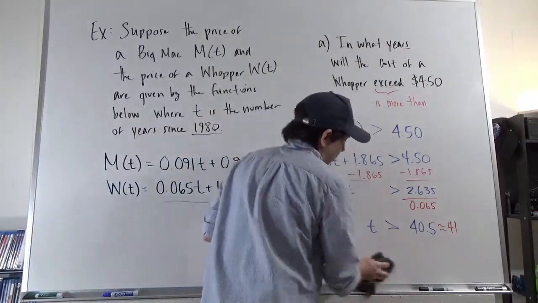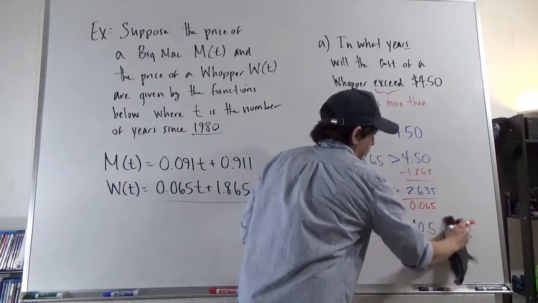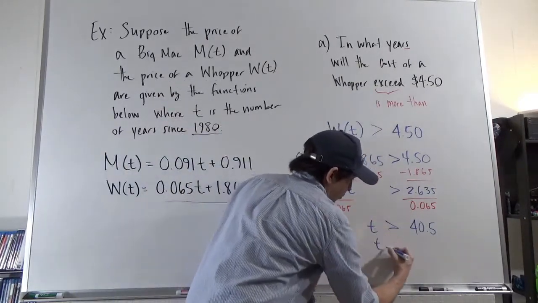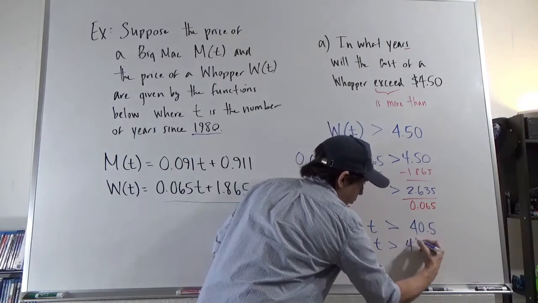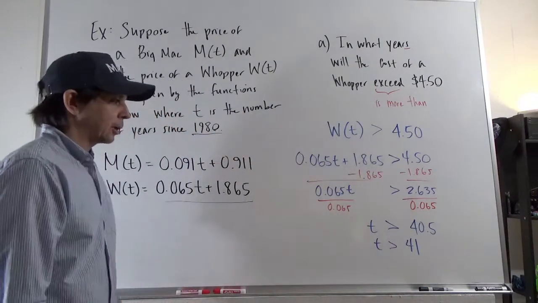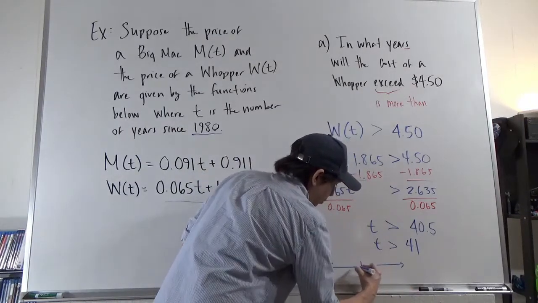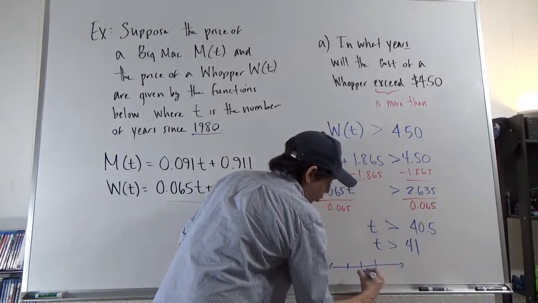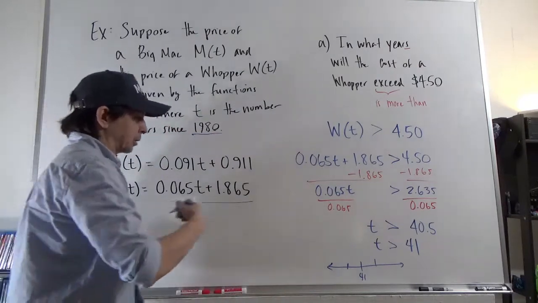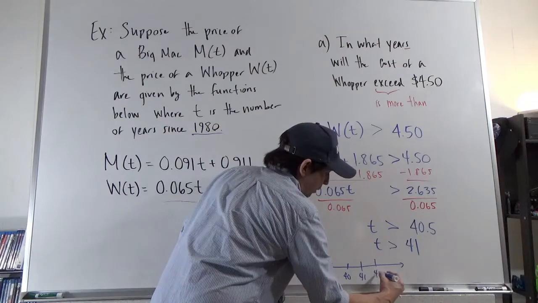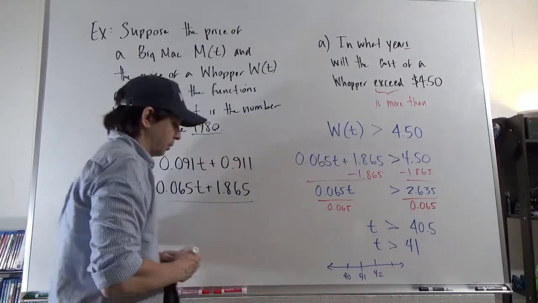Hold on, let me... for your notes purposes, I'm worried about how you're going to look at it later. Okay, so we're rounding that to a whole number of 41. We're now looking at the inequality t is greater than 41. I'm going to draw a very crude number line, where I put 41 there, and I just make sure I shade the correct direction. To the left of it is 40 and 39 and so on. To the right of it is 42 and 43 and so on.